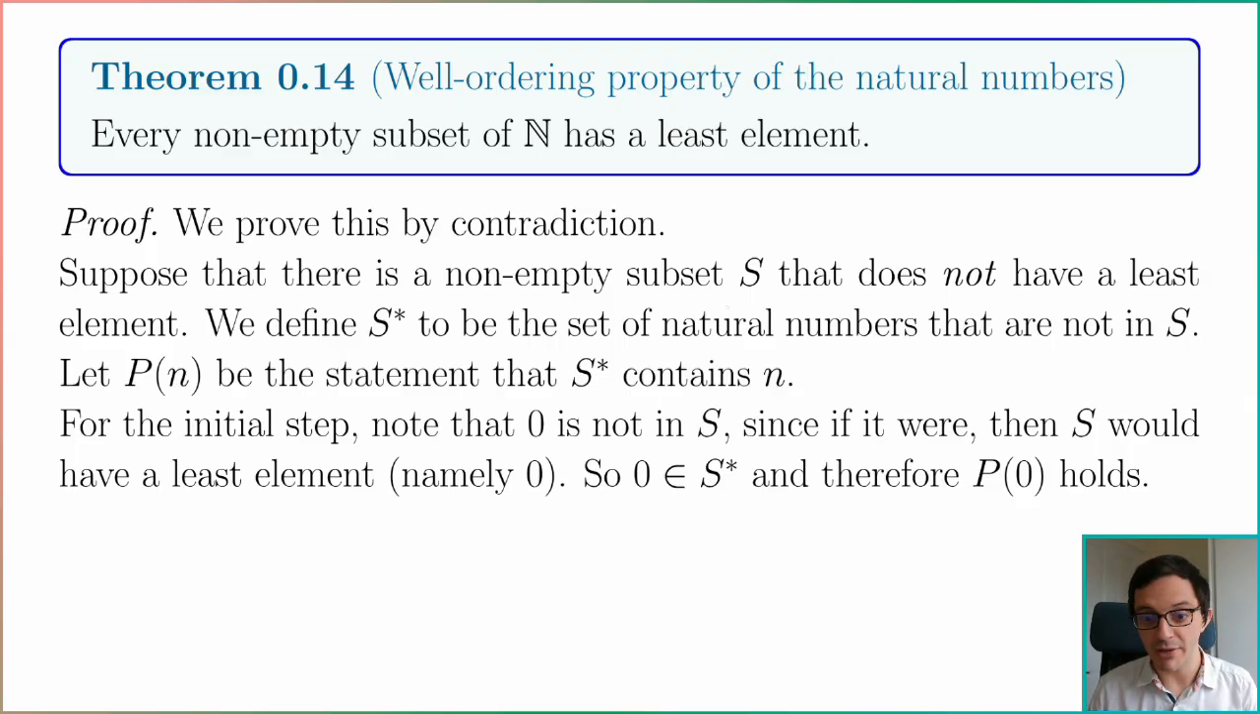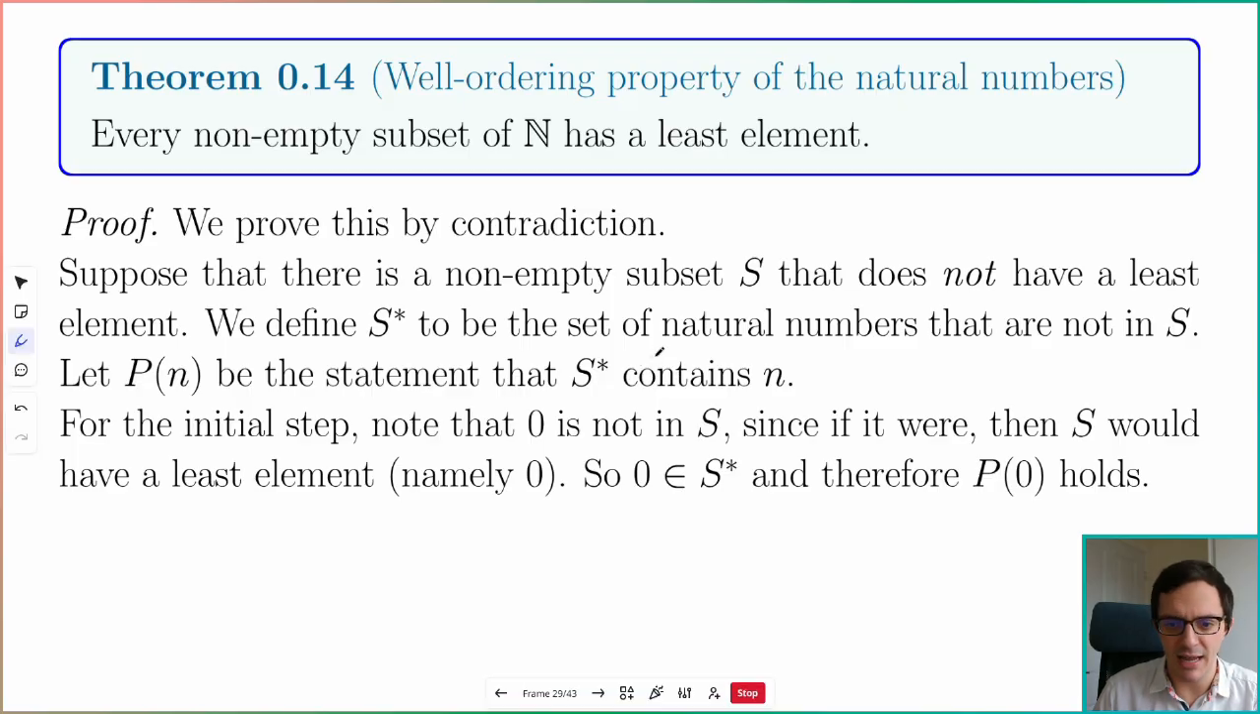Okay, we're going to define S star to be the set of natural numbers that are not in S. Later on in the section on sets, I'm going to introduce the idea of the complement of a set, but because I haven't introduced it yet, I'm doing a one-off definition here of something called S star, which is the set of natural numbers that are not in S. Okay, so S is one of these weird, ridiculous things, we hope to show, a non-empty subset of the naturals with no least element.